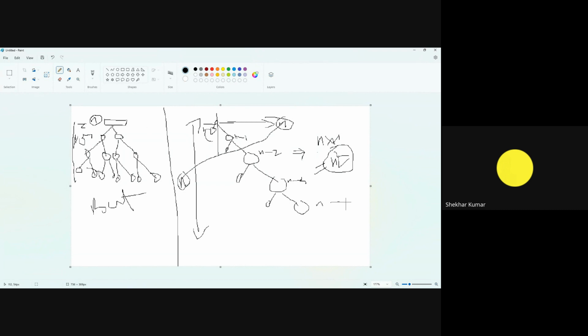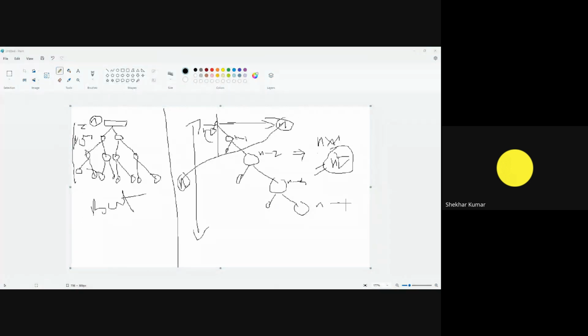In the best case, every time the problem is equally divided into two halves, n by 2, n by 2. But in the worst case, either it is in the first position or in the last position, on the basis of your pivot element, the partition is formed. So in the worst case, the maximum height of the tree will be n, and the total complexity of your algorithm will be order of n square in the quicksort algorithm.